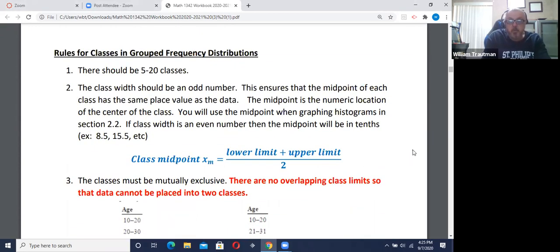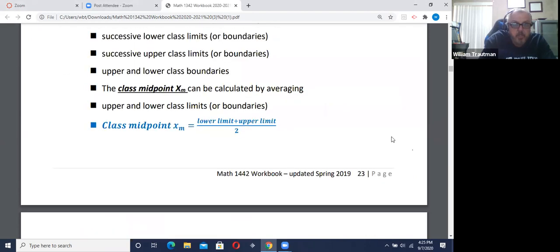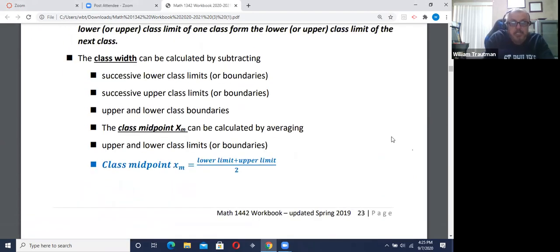The class midpoint, let's read through this. Oh, this was something else, right? I want to go back up here. Okay, the class midpoint can be calculated using the upper and lower class limits or boundaries. So it says either one.